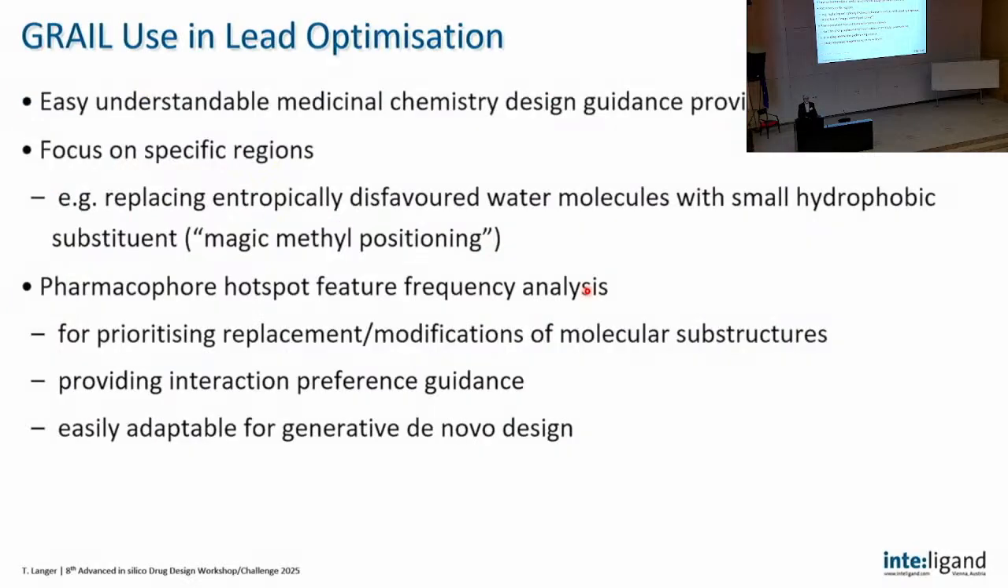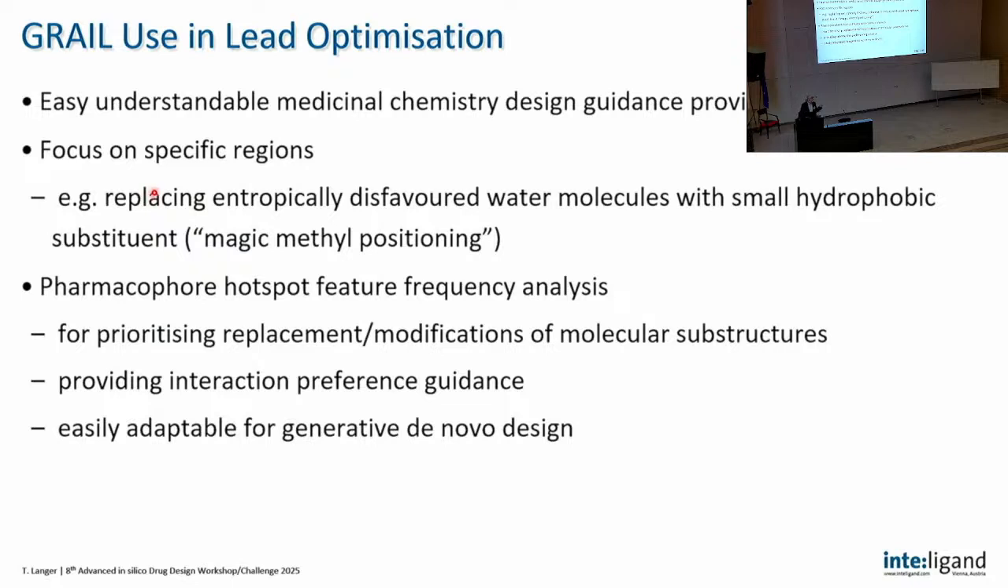And you can use this in lead optimization, of course. You can use this because you easily understand the medicinal chemistry design guidance that needs to be done. You can focus on specific regions. For instance, you can look at water molecules. Each water molecule in the trajectory, you can look: is this water molecule sitting in a favorable region? It means, is it entropically favored? Or is it sitting somewhere where it wants to get out desperately and you need to replace it by a ligand part, right? Entropically disfavored water molecules, or unhappy water molecules.